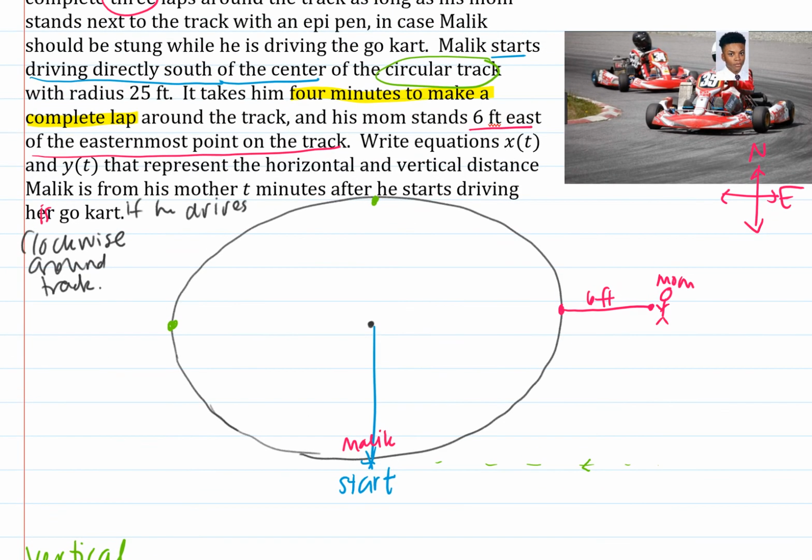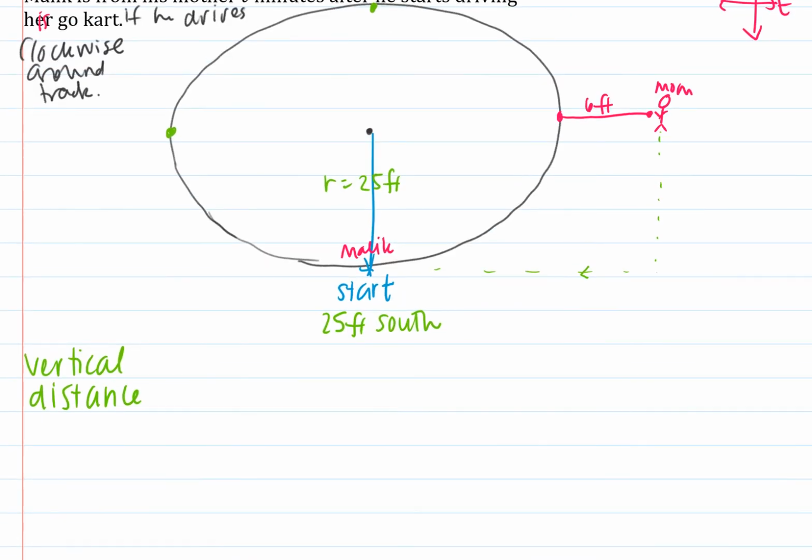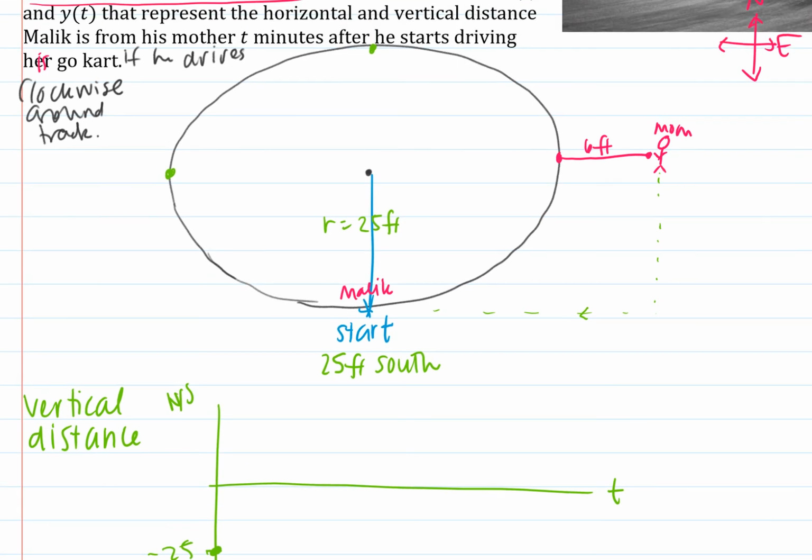Well, we need information about the track. The circular track has radius 25 feet. So he's starting here. It says mom is directly east of the track, so we should assume that he is 25 feet south or below his mom in that sense. Okay, so let's start drawing a diagram. At t equals 0, he's 25 feet south. We'll use north as positive and south, or below his mom, as negative values. Okay, so then if he's traveling clockwise around the track, he's going here, he's going here, he's going here.